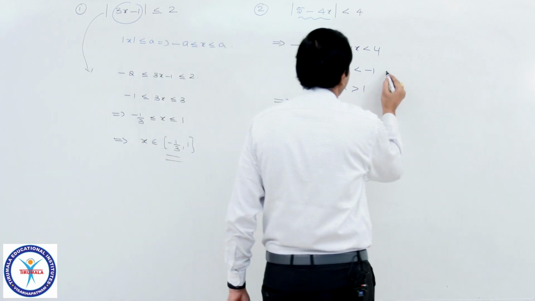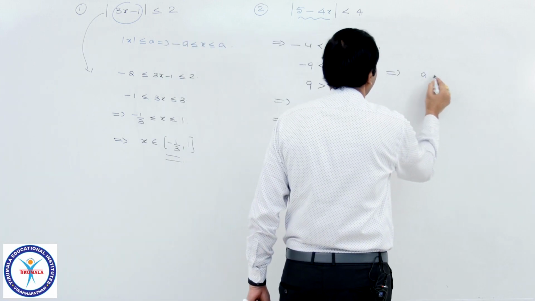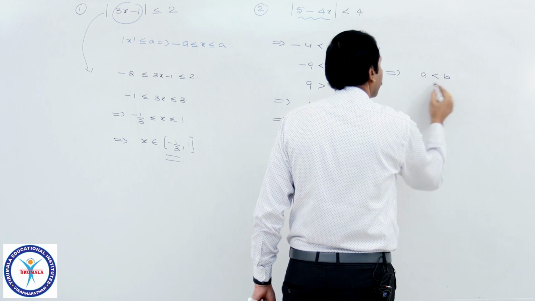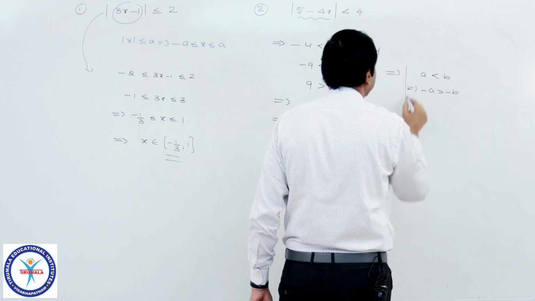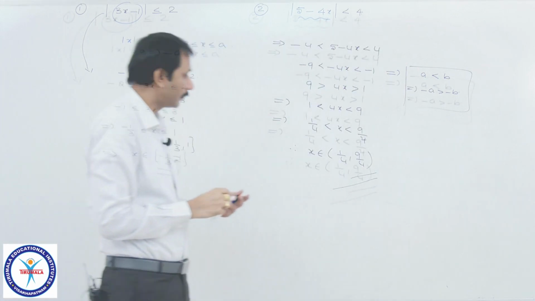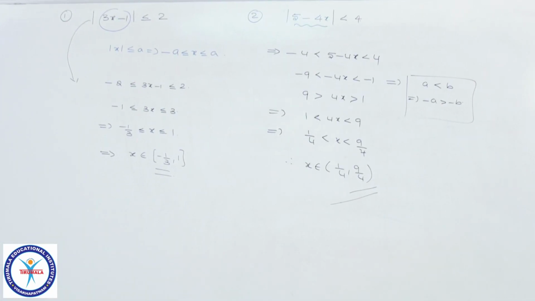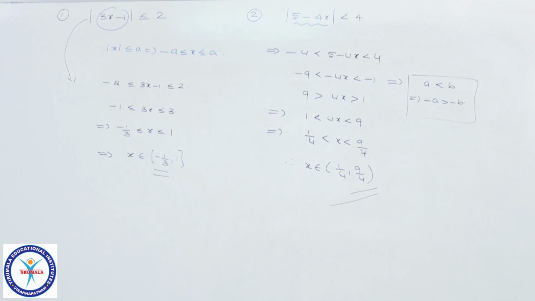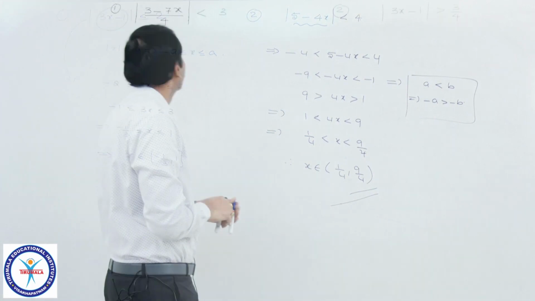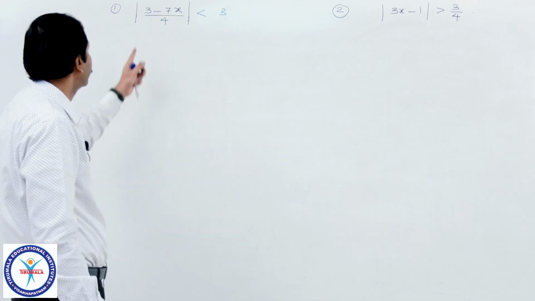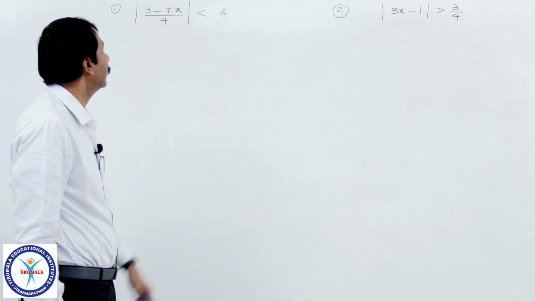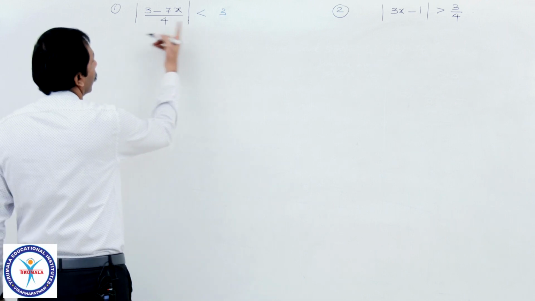That is the property we have used here: whenever a < b, that implies −a > −b. Let us see these two problems. |(3 − 7x)/4| < 3. It is of the form |x| < a.